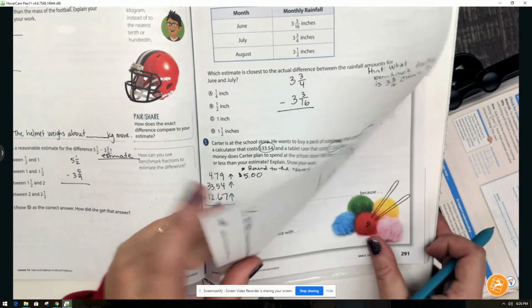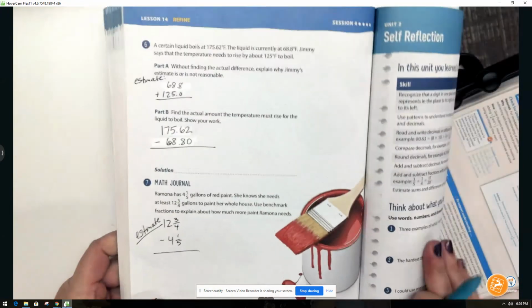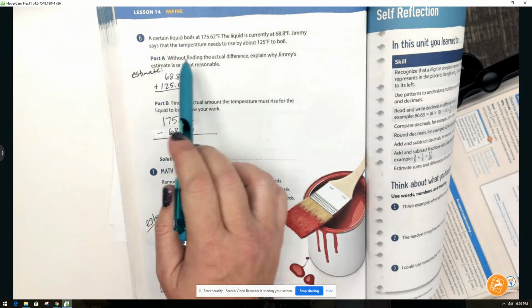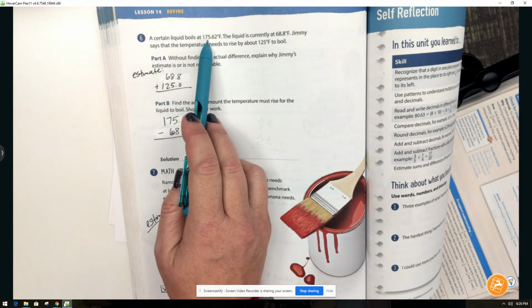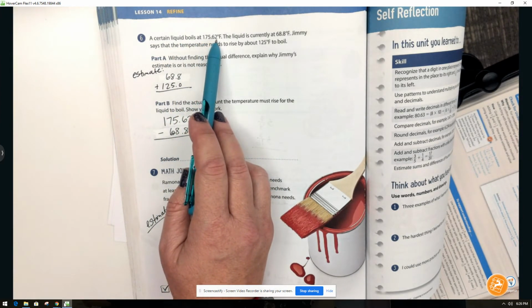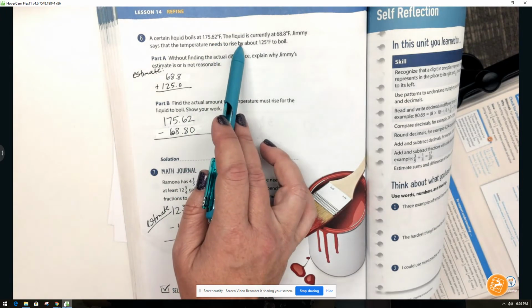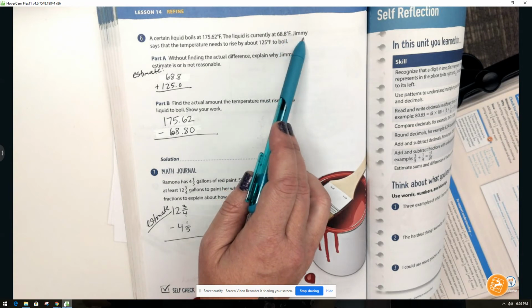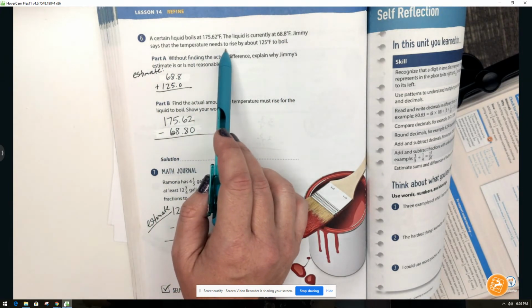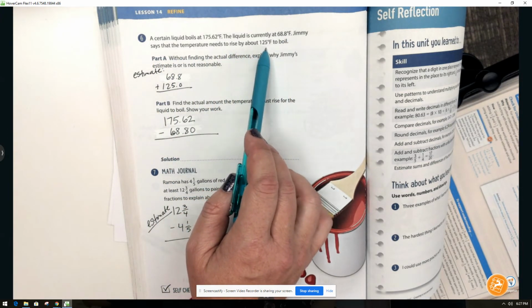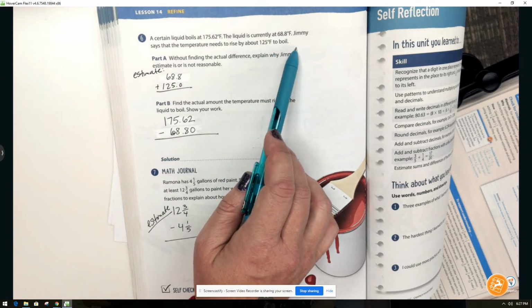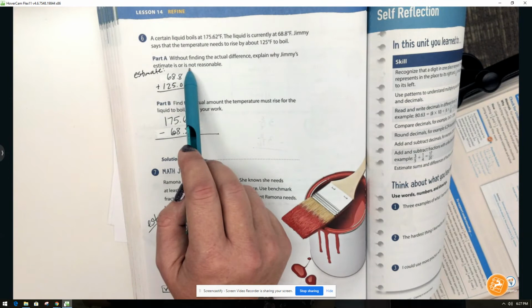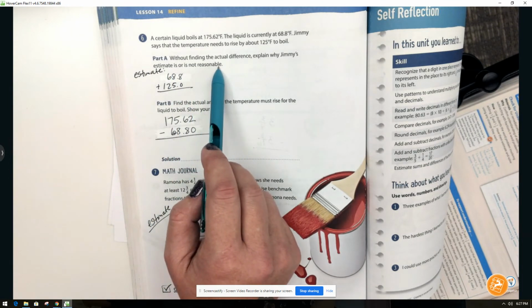Finally, go to page 290. On page 290, we're going to look at number 6. Number 6 says, a certain liquid boils at 175 and 62 hundredths degrees Fahrenheit. The liquid is currently at 68 and 8/10 degrees Fahrenheit. Jimmy says that the temperature needs to rise by about 125 degrees to boil. Without finding the actual difference, explain why Jimmy's estimate is or is not reasonable.